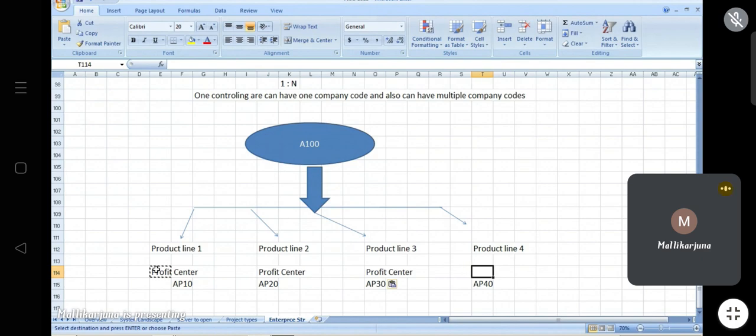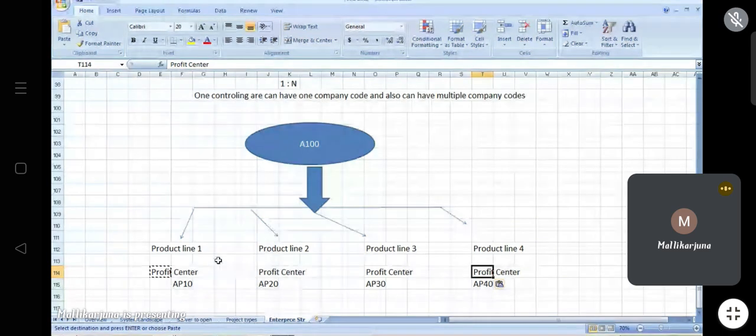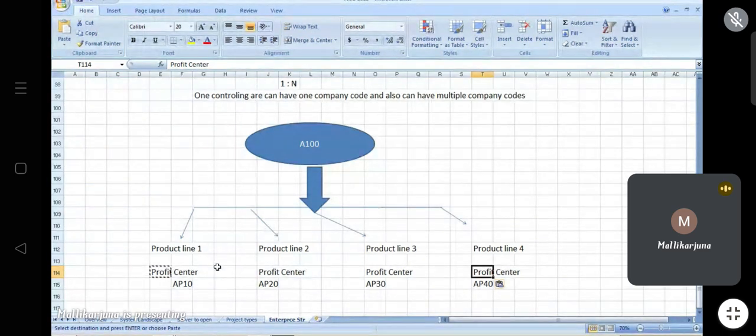Why have we classified profit centers within the company code? Within the company code, we have the 4 product lines. Each product line we classified as a profit center. The organization structure you need to further understand: controlling area followed by the company codes, then profit centers we are talking about. For a product, what is the profit center?